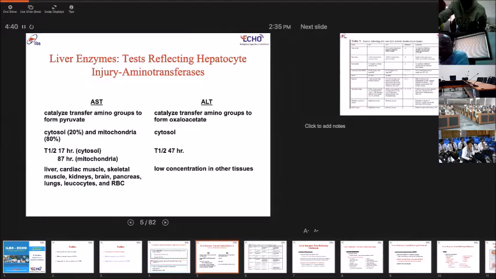AST is usually non-specific and can be seen in damage to the liver, cardiac muscle, skeletal muscle, kidneys, brain, pancreas, lung, leukocytes, and RBCs. And ALT is present in low concentration in other tissues. So distinguishing between the patterns of rise, that is between AST and ALT, can help in characterization of the liver injury.